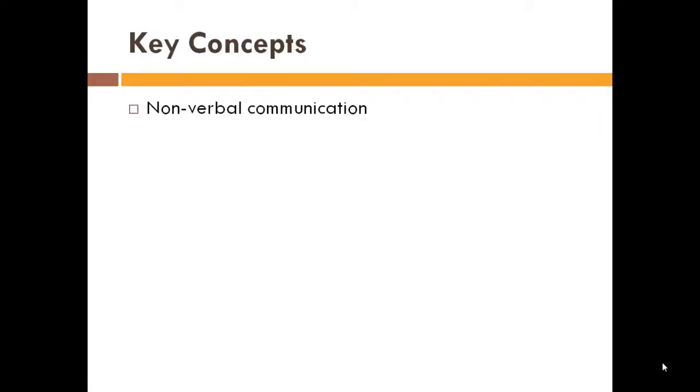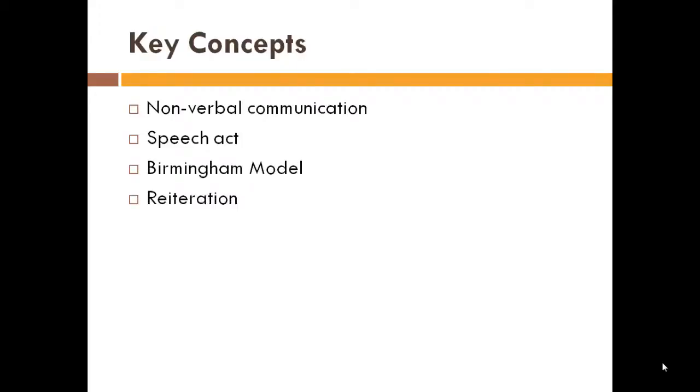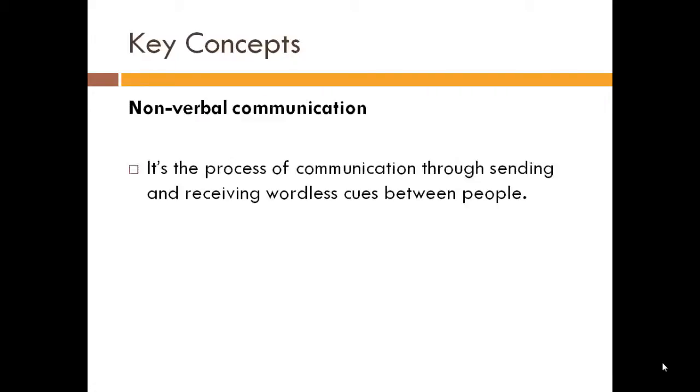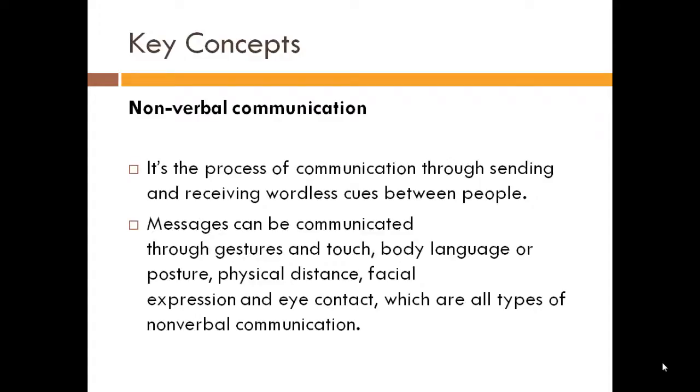Key concepts: nonverbal communication, speech act, the Birmingham model, reiteration, teacher talking time and student talking time. Key concepts. Number 1, nonverbal communication. It's the process of communication through sending and receiving wordless cues between people. Messages can be communicated through gestures and touch, body language or posture, physical distance, facial expressions, and eye contact, which are all types of nonverbal communication.